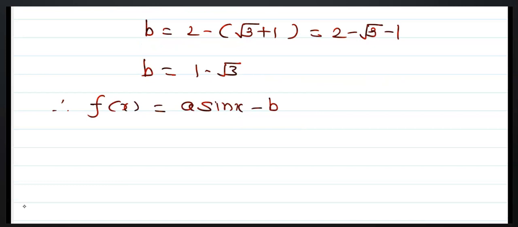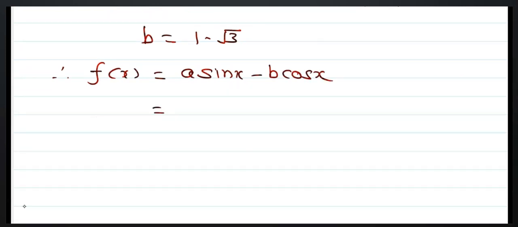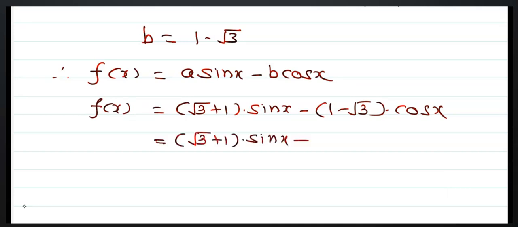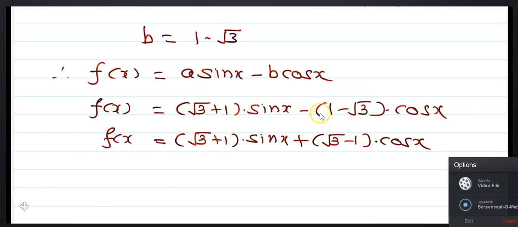f of x is equal to a sin x minus b cos x. The value of a is root 3 plus 1 into sin x minus 1 minus root 3 into cos x. This is the f of x. I'll change it, that is, the minus sign is operated here. The 1 will become minus and root 3 will become plus. Therefore, here we have written root 3 minus 1 into cos of x, and root 3 plus 1 into sin x is as it is.